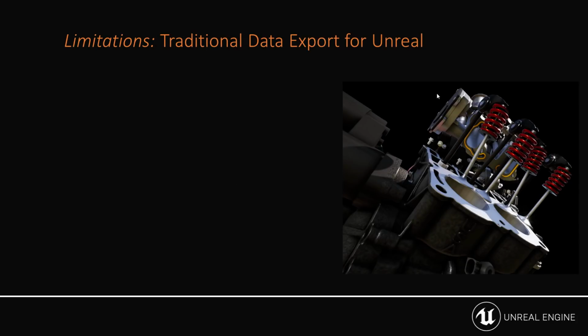So, limitations of traditional data export for Unreal. We lose our hierarchies. We lose our scene organization. That's a problem when we get to dealing with CAD data, as we've seen, when it can be objects in the thousands. We want to have the ability to have our scene organized. We want those hierarchies and those groupings. We lose layers if we're working with something like layers. They don't come over in FBX translation.